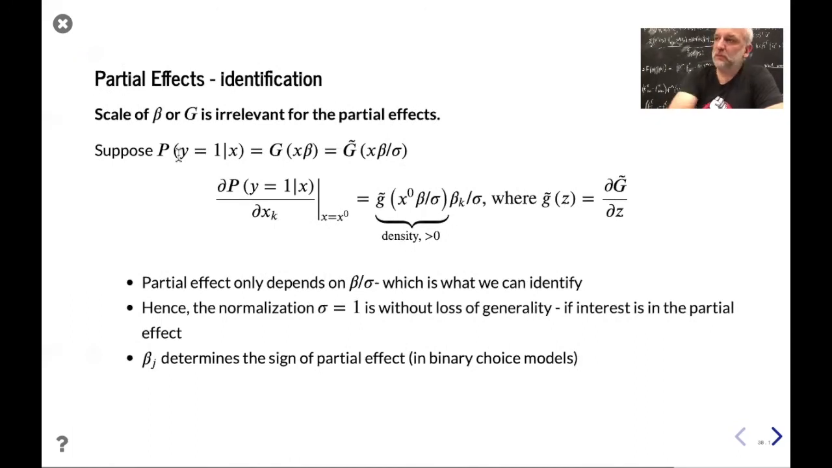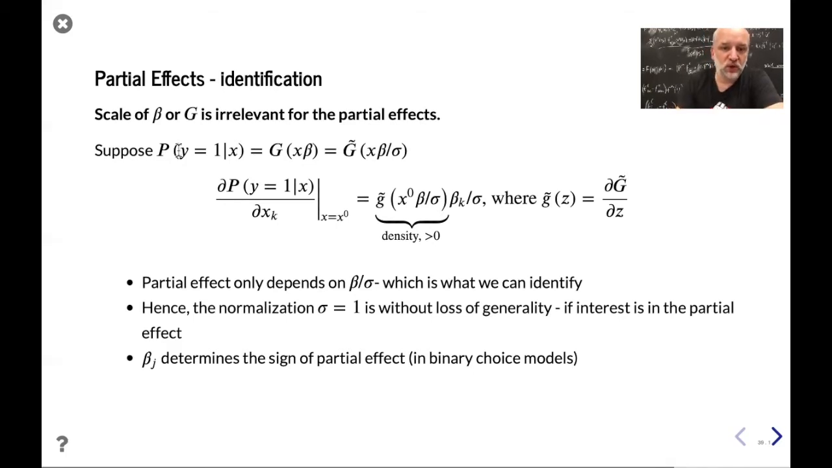So let's talk a little bit about identification of the parameters, right? We couldn't identify beta relative to anything else but the variance of that error term. But can we identify the partial effects given our estimates of beta divided by sigma?